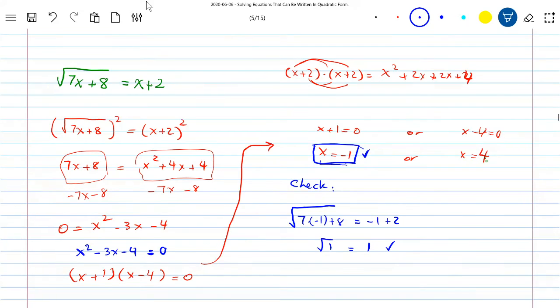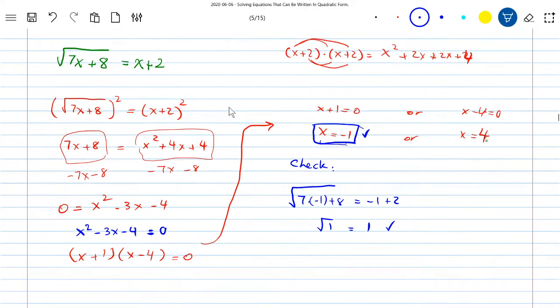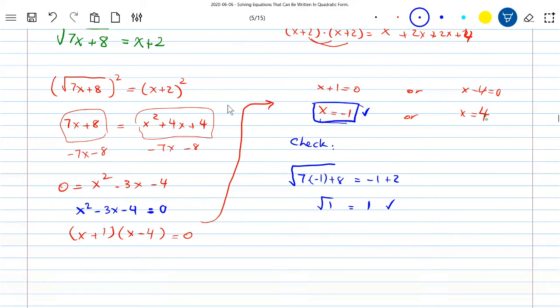If we check 4, let me scroll down a bit. Again, I'm replacing it in the original equation. This was the test for x equal to negative 1. What if I check x equal to positive 4? Then I get the square root of 7 times 4 plus 8 equals 4 plus 2. Left hand side, 28 plus 8 is 36, and the right hand side is 6. The square root of 36 is positive 6. This is acceptable as well. So x equal to 4 is a solution as well.